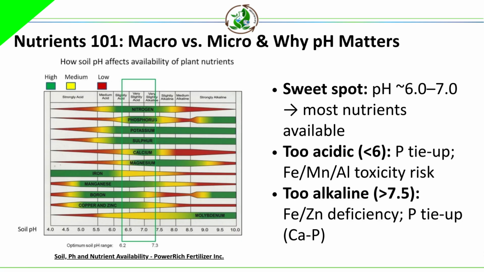If pH drops much below 6, that is, becomes too acidic, phosphorus can tie up and get locked away, and elements like aluminum or manganese can reach toxic levels. If pH goes above 7.5, that is, too alkaline, plants might struggle to get iron or zinc, and calcium can lock up phosphorus. For example, in very alkaline soils you sometimes see yellowing leaves, a sign of iron deficiency. Farmers manage pH by adding lime to raise pH in acidic soils, or sulfur to lower pH in alkaline soils. In class, we'll use a pH chart to see these effects visually.